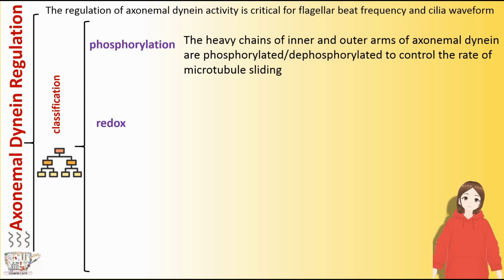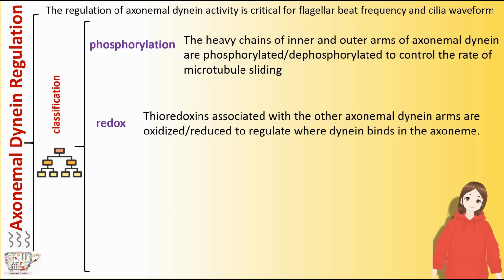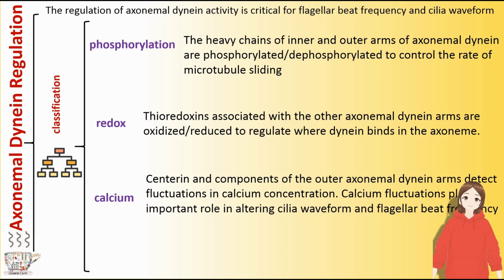microtubule sliding. Redox. Thioredoxins associated with the outer axonemal dynein arms are oxidized and reduced to regulate where dynein binds in the axoneme. Calcium. Centrin and components of the outer axonemal dynein arms detect fluctuations in calcium concentration. Calcium fluctuations play an important role in altering ciliary waveform and flagellar beat frequency.